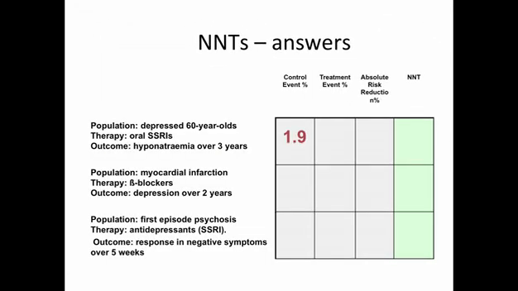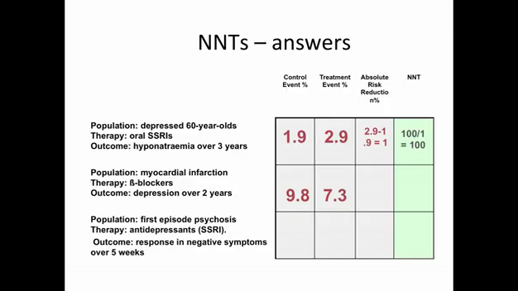The answers are given here. So here EER is 2.9% and CER is 1.9%. If you subtract these two numbers, you will get 1% as the absolute risk reduction value. NNT is 1 divided by 1%, or 100 divided by 1, and that will give you 100.